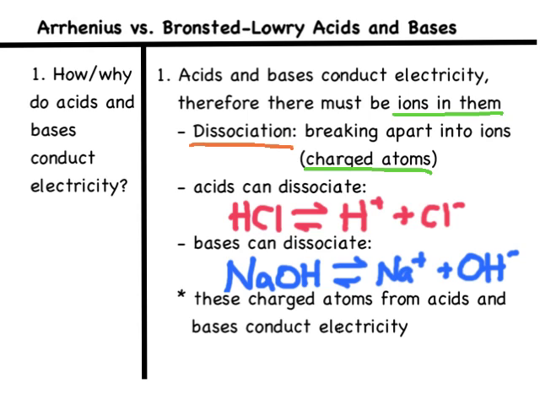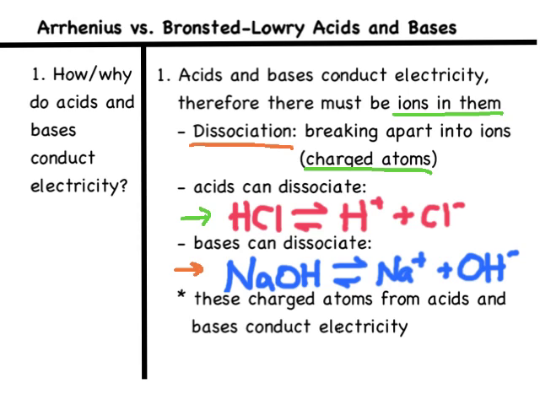So, for example, acids can dissociate like we see here. HCl, when in water, can break apart into an H+ ion and a chlorine ion. Bases also dissociate. NaOH, which is a popular base that we've used in many labs, can break apart, or dissociate, into a sodium ion and what we call a hydroxide ion. So these charged atoms from the acids and bases give them the ability to conduct electricity.